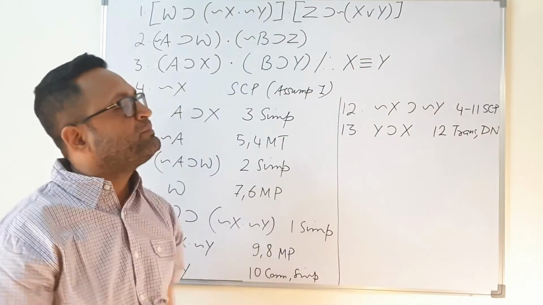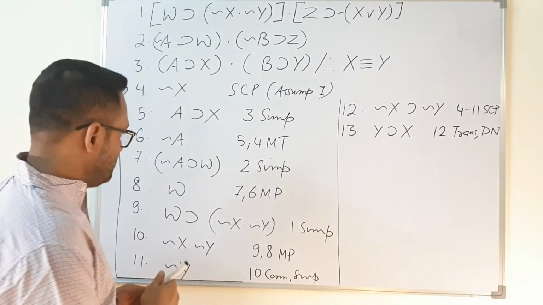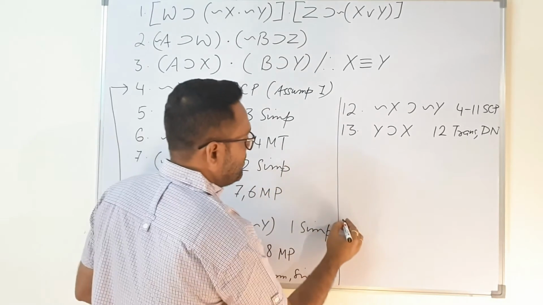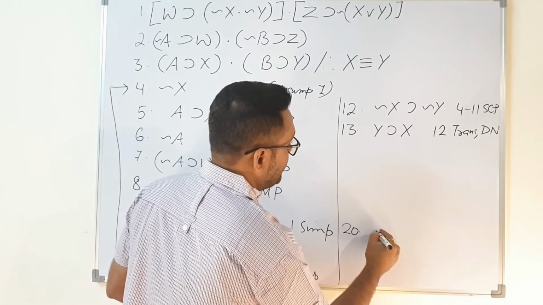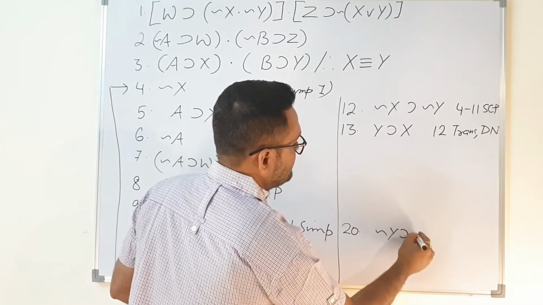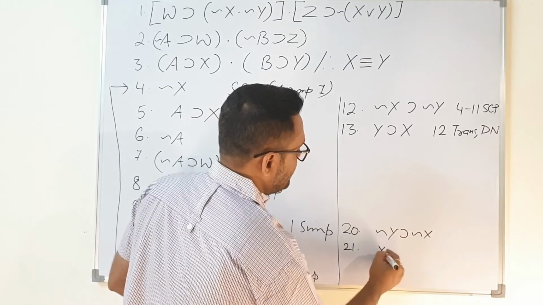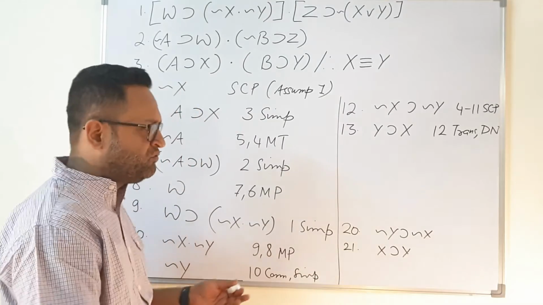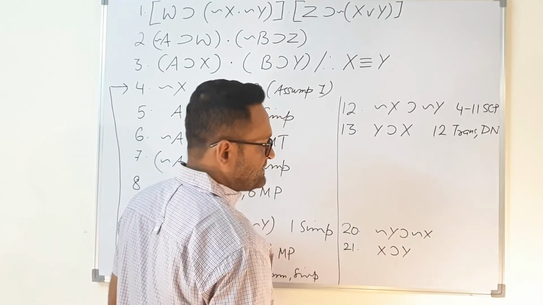From there, you have to simplify negation of X. So, that will be another step. So, suppose on line number, right now it is 13, maybe on line number 20, you will get negation of Y implies negation of X. So, on 21, you will get X implies Y. I am not writing these steps here or the justifications here because you know how to solve it. So, you will get X implies Y.